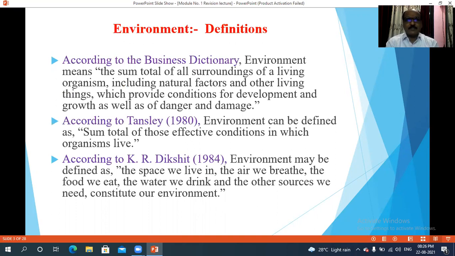After that, next I will explain the definitions of environment. Different subject experts and different dictionaries give different definitions of environment. The first definition of environment is given in the business dictionary. According to this dictionary, environment means the sum total of all surroundings of living organisms, including natural factors and other living things which provide conditions for development and growth, as well as of danger and damage. Then the second definition is given by Tansley in 1980.